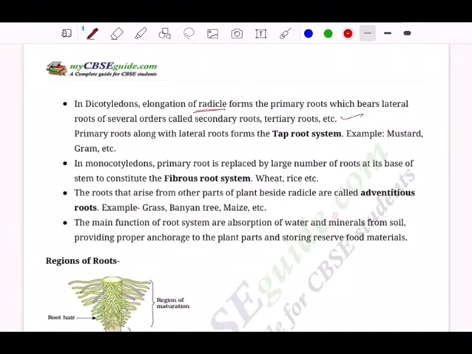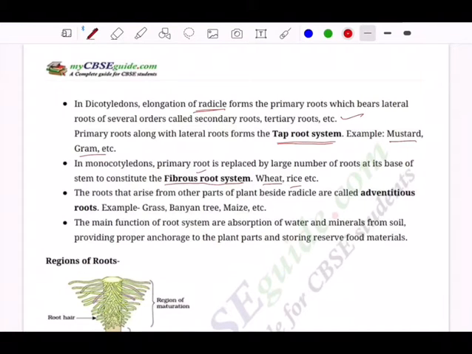The primary root along with lateral roots, lateral meaning side roots, forms the tap root system. So basically there will be a main root, and attached to that main root many lateral hairy roots. Examples: mustard, gram. In monocotyledons, the primary root is replaced by a large number of roots at the base of the stem to constitute the fibrous root system. Remember, dicots have taproot, DT. Monocotyledons, fibrous, MF. Examples of monocots: wheat and rice.